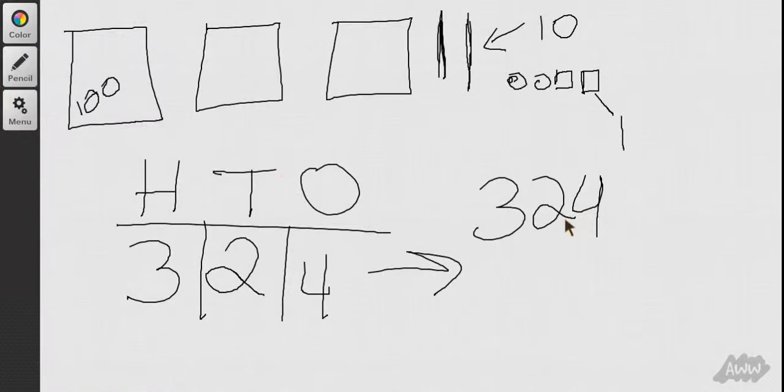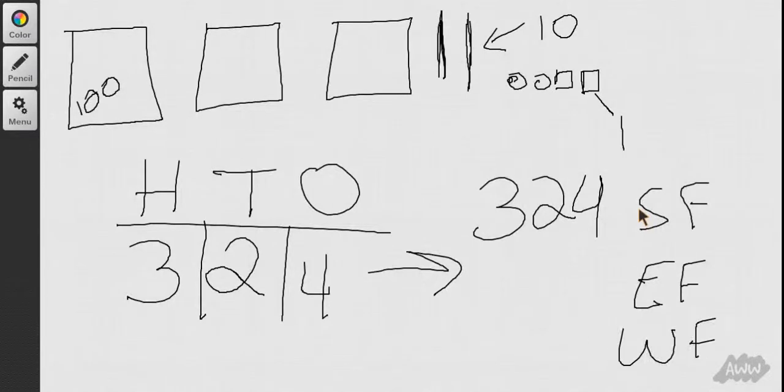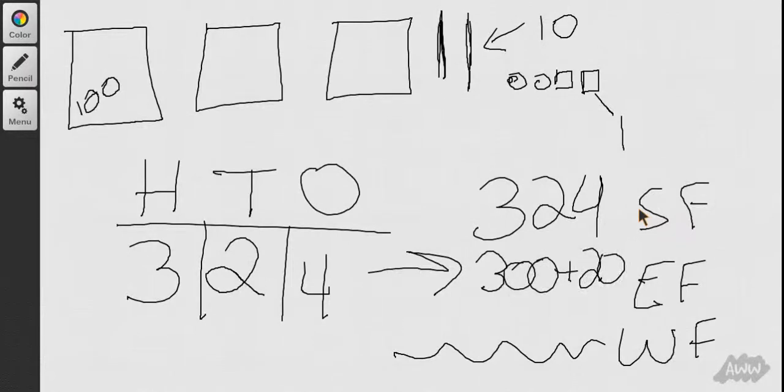With that 324 in standard form, you can again break it down into expanded form and then again word form. Right now, let's not worry about word form. Let's do expanded form. That would be your 300 plus 20 plus, and I ran out of room there, 4. Let's take a look at the next problem.